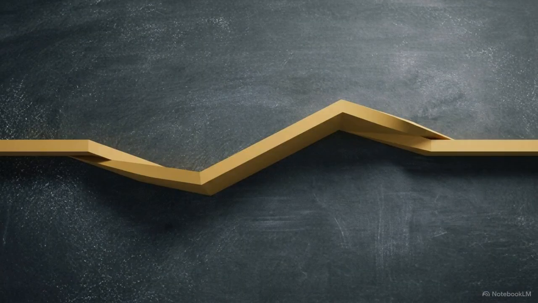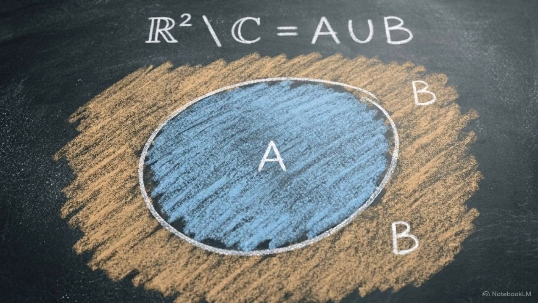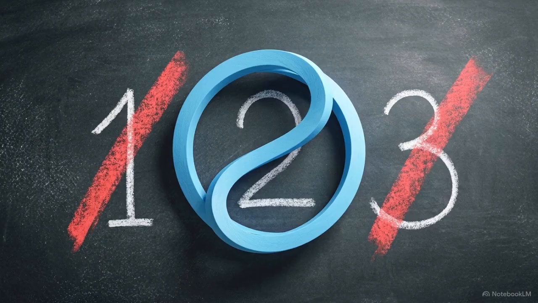This brings us to the formal statement of the Jordan Curve Theorem. It states, if C is a simple closed curve in R2, then the space remaining outside of C has exactly two connected components. The first thing to notice is the strict limitation. The theorem mathematically guarantees there are exactly two disjoint regions, never one and never three.